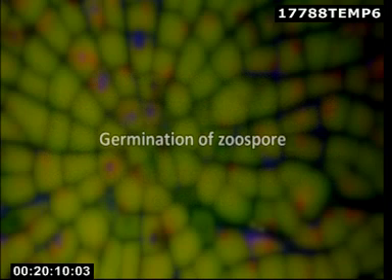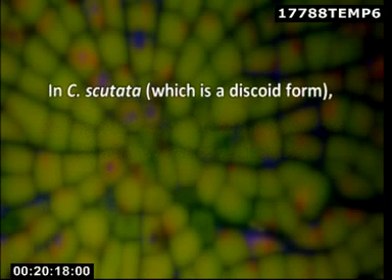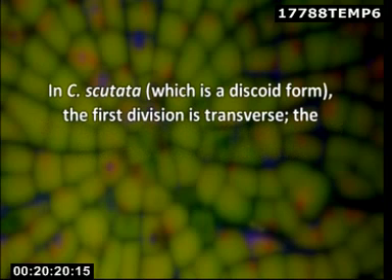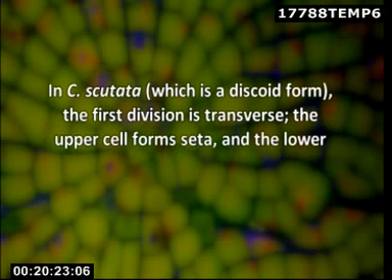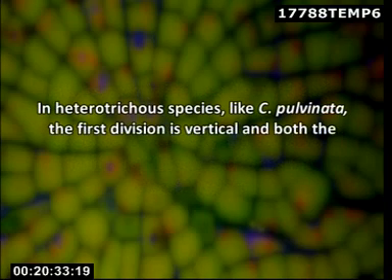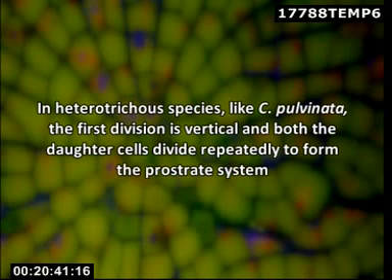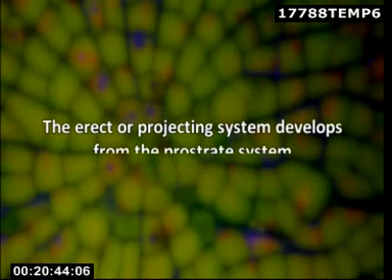Germination of zoospore. During germination, the zoospore divides by a transverse or vertical wall. In Coleochaete scutata, which is a discoid form, the first division is transverse. The upper cell forms seta and the lower divides repeatedly and forms the discoid thallus. While in the heterotrichous species like Coleochaete pulvinata, the first division is vertical and both the daughter cells divide repeatedly to form the prostrate system. The erect system or projecting system develops from this prostrate system.